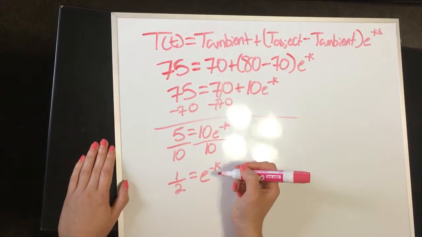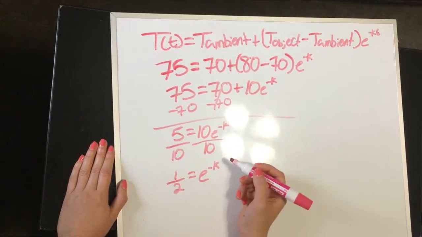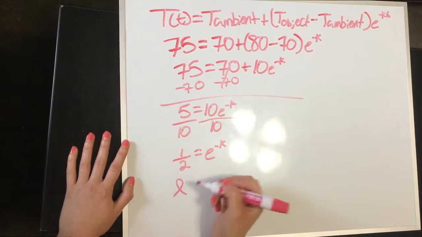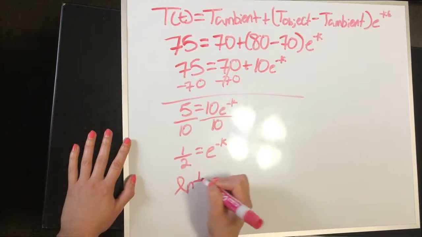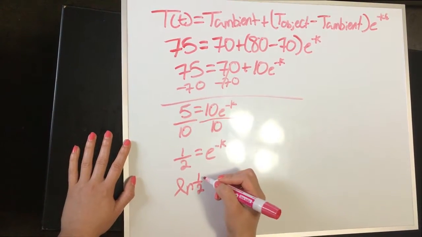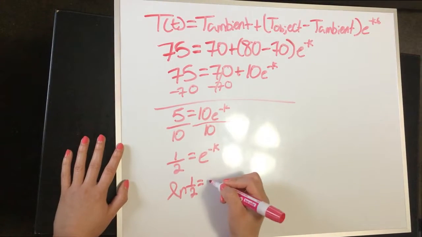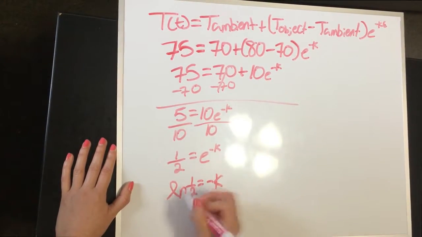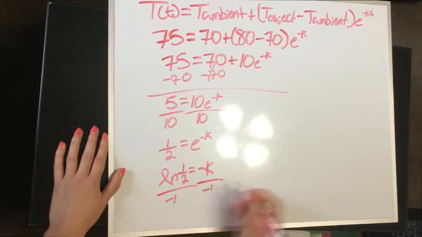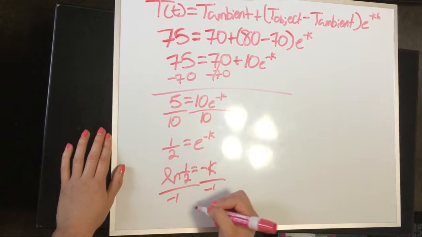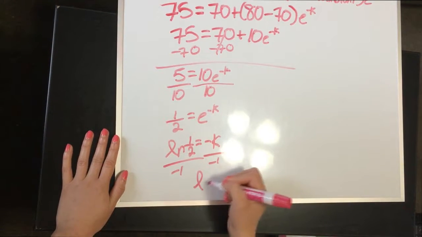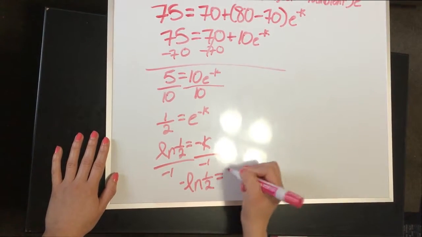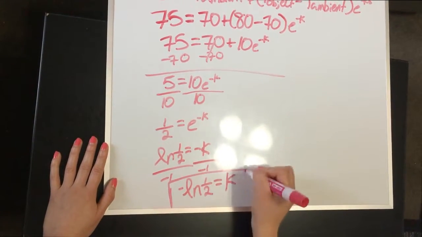Then we're going to use the natural log in order to cancel out the e. So it'll be ln of 1/2 equaling negative k. And since we don't want k to be a negative, we'll divide by -1 to both sides, which ends up being negative natural log of 1/2 equal k.